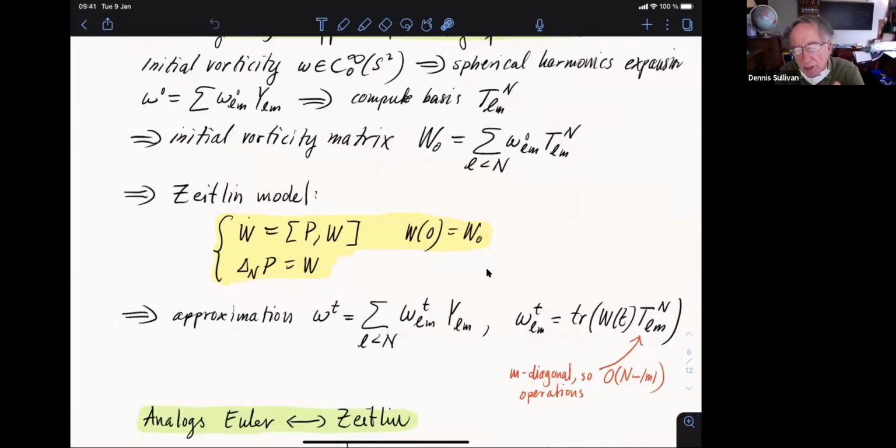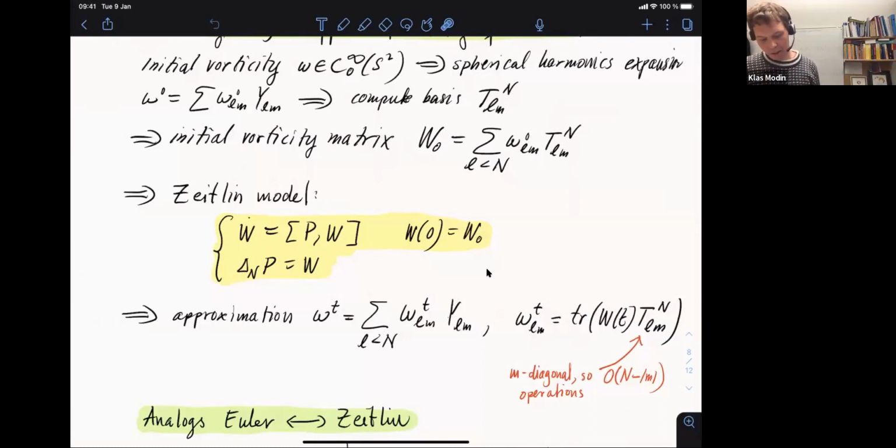What does it mean? The Lie bracket on the discrete approximation. Yeah, but okay.